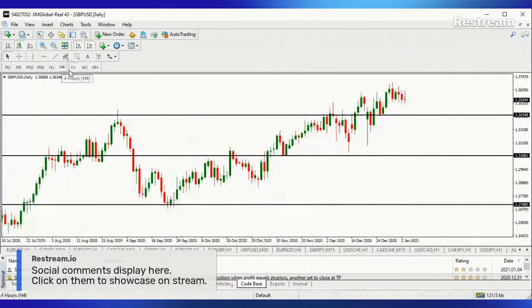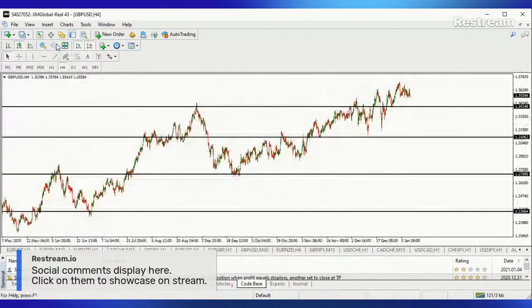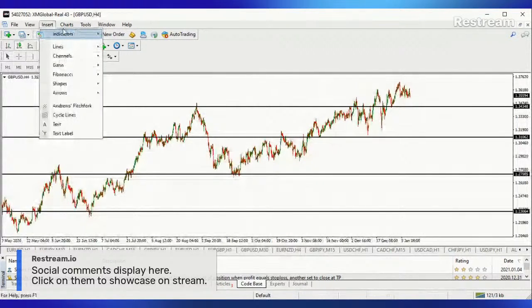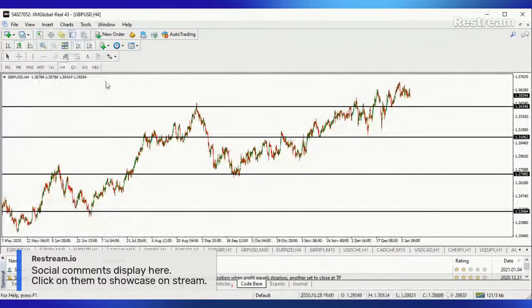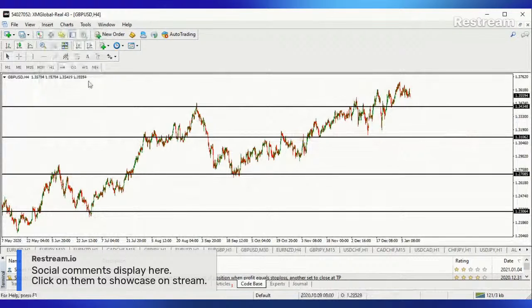I'd like to go in and look at it. There was a nice demand zone here. Sorry for that. So this was a nice demand zone, as well as this.